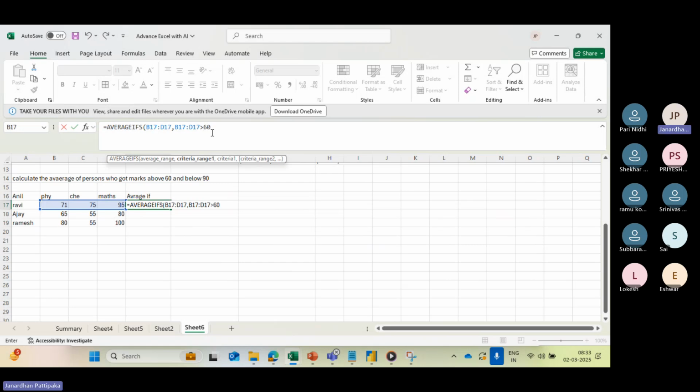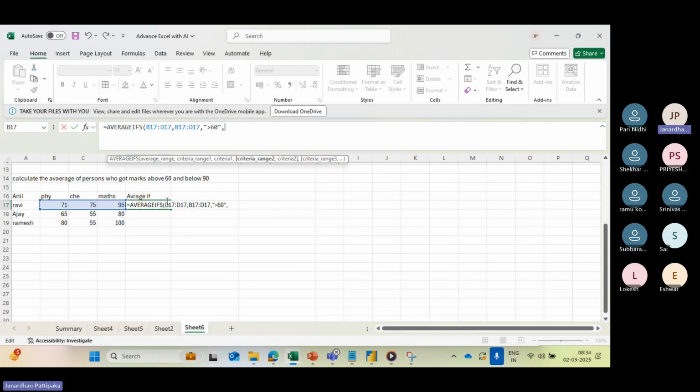Okay, you can mention the greater than 60. And one more thing, this greater than 60, you are mentioning it in the double quotation marks, right? After this criteria range, you also need to mention the comma, because you have given the range: average range, comma, criteria range, comma. In the criteria, you have mentioned the condition. What is my condition? Greater than 60, right? You need to mention that in the double quotation, right? After that, give the comma.